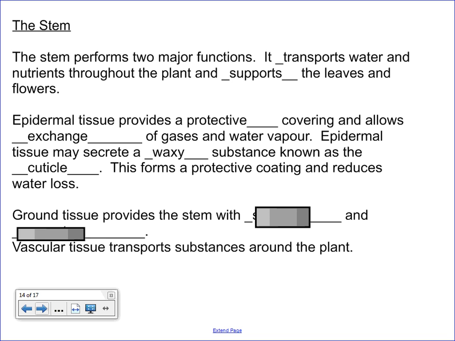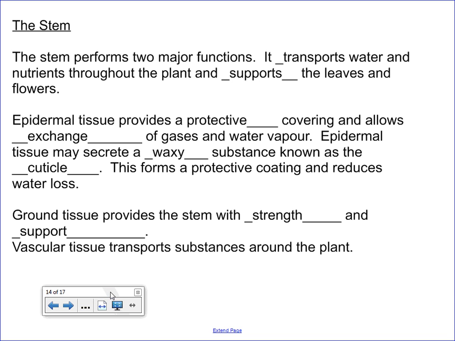Ground tissue will provide the stem with strength and support, so it's kind of what makes it structurally sound. And vascular tissue, which we also find in the stem, will transport substances around the plant as needed, from the leaves to the roots and roots to the leaves.